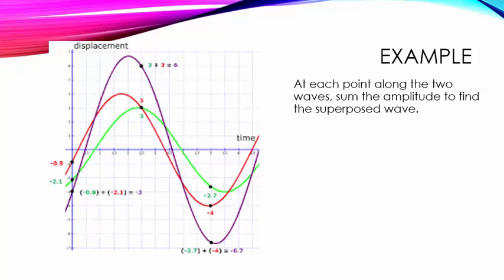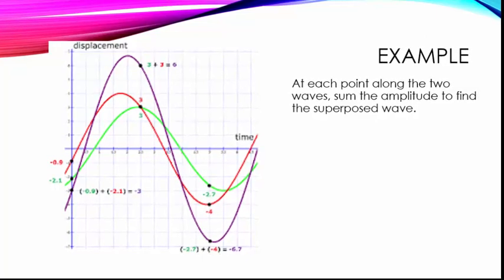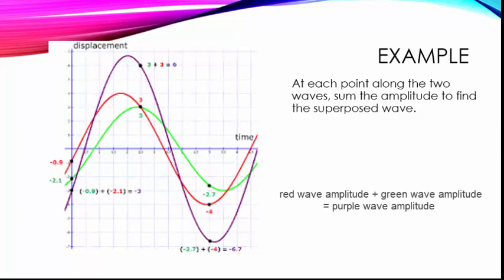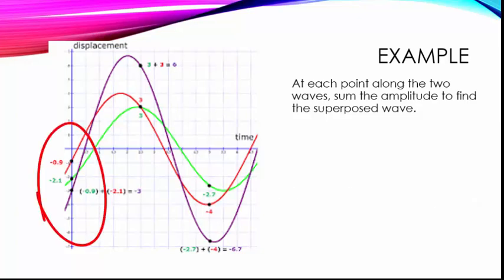So here's kind of an example of how you would handle that. If you have the red and green waves and you want to find out what the actual resultant wave would be, you just go along and pick places along the timeline there on the x-axis, and you add the amplitude. So you can see on the y-axis that you add the negative 0.9 and negative 2.1, and the new wave is going to be at negative 3.